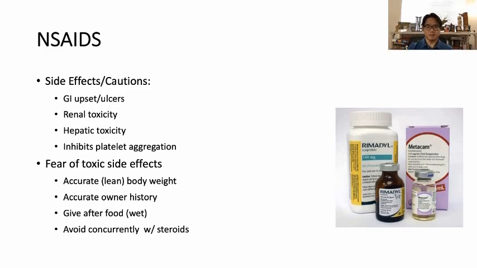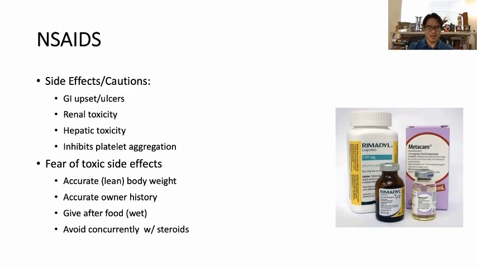Make sure that you get an accurate or lean body weight. So if I want to dose an NSAID for a patient with a BCS of 8 out of 9, I would probably look into dosing for 6 out of 9, because you don't want to calculate fat into the dosing for NSAIDs. Of course, you need to have an accurate owner history.